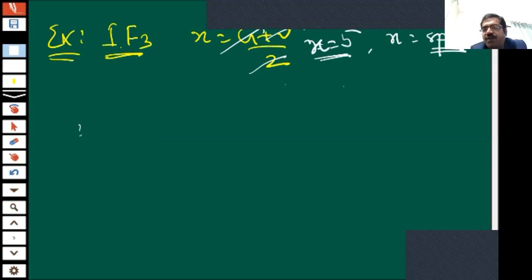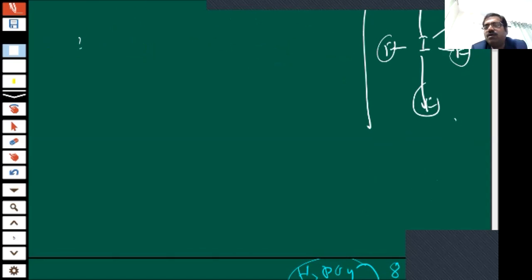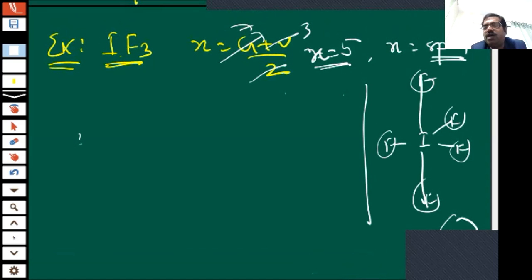So the expected shape is iodine with five fluorine atoms around it. But it requires five surrounding atoms, and that is not the situation. So we have to decide according to valence shell electron pair repulsion theory where the electron pairs should be. This theory tells that this is the trigonal bipyramidal.